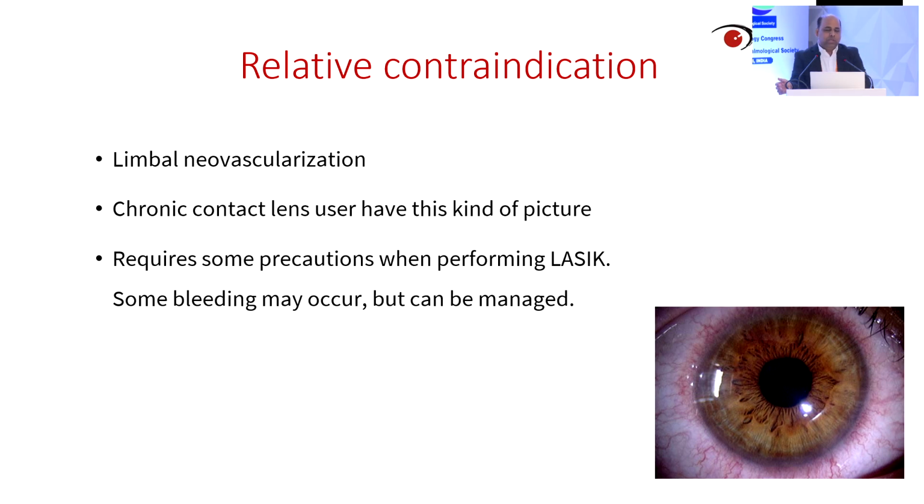All contact lens users usually have vascularization, limbal vascularization. So in these cases, discontinue the lenses for a month, and start FML and lubricant. Once these vessels settle down, the cornea and conjunctiva become quiet, then go for the laser procedures.